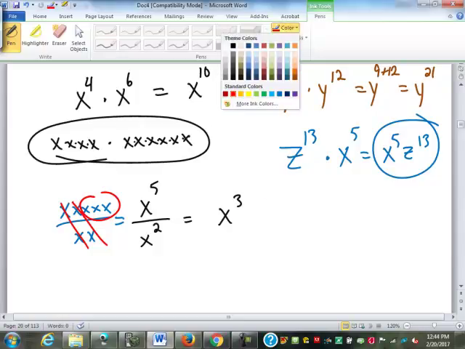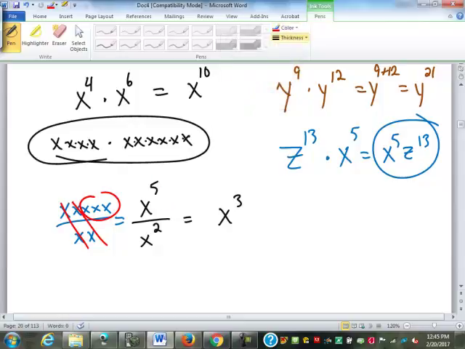Now, of course, the shortcut when we're dealing with exponents and dividing is to do what with the powers? Subtract. 5 minus 2 gives us 3. So if I have y to the 18th divided by y to the 11th, I'm going to get y to the 7th.